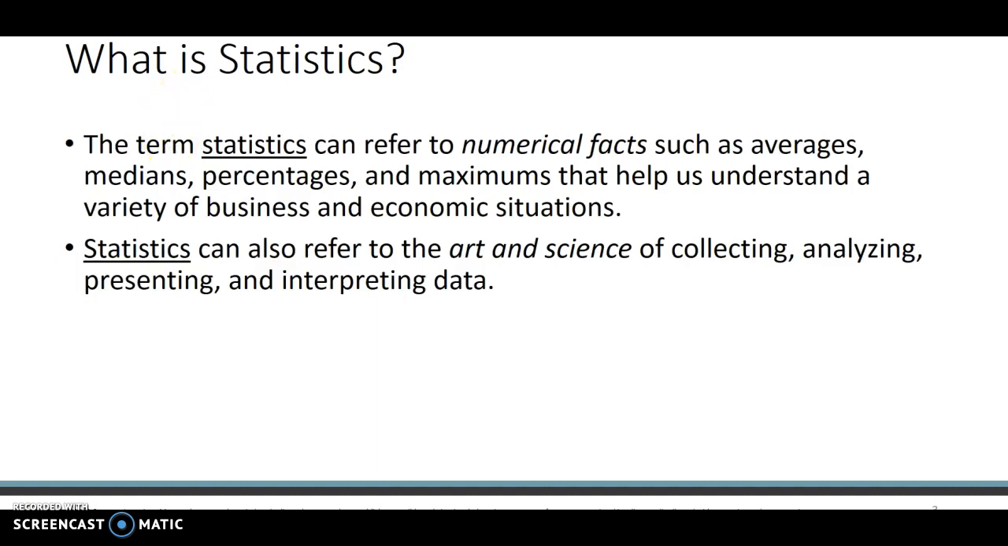Statistics can refer to numerical facts such as averages, medians, percentages, and maximums that help us understand a variety of business and economic situations. It can also refer to, and this is probably the more common definition, the art and science of collecting, analyzing, presenting, and interpreting data.